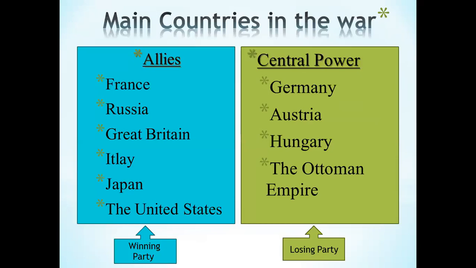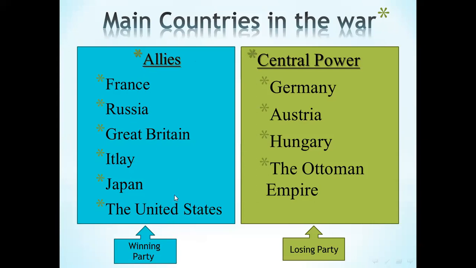But the war started in 1914. Now, the war started between who and who exactly? The war started between two parties. The first party has the allies. In Arabic, it means al-khulafa, which means that they are friends together. So the war started between the allies: France, Russia, Great Britain, Italy, Japan, and the United States.